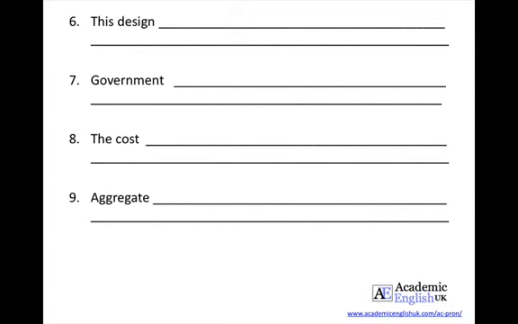Number 9. Aggregate unemployment falls, all other things being equal, when economic growth outstrips productivity growth. Aggregate unemployment falls, all other things being equal, when economic growth outstrips productivity growth.